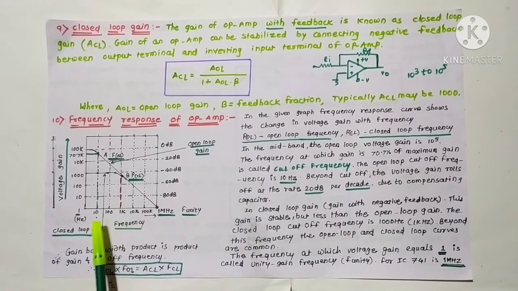Finally, the gain bandwidth product is the product of gain and cutoff frequency. Gain is denoted by the letter A, while frequency is F. For open loop gain, the product is given by AOL multiplied by FOL, while in case of closed loop gain, meaning gain with negative feedback, it is given by ACL multiplied by FCL. I repeat again, A is gain, F is frequency. AOL multiplied by FOL is equal to ACL multiplied by FCL.